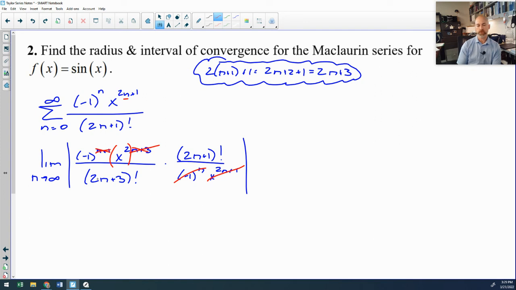2n plus 1 factorial, 2n plus 3 factorial. This term is 2 more than that one. So when I cancel the factorials, I'll be left with a 2n plus 3 and a 2n plus 2 down here. So this is going to cancel all of that and leave those 2 terms. And then the absolute values will get rid of that negative 1. So now I'm down to the limit as n goes to infinity. In the numerator, I have just an x squared. In the denominator, I have the 2n plus 3 and the 2n plus 2.